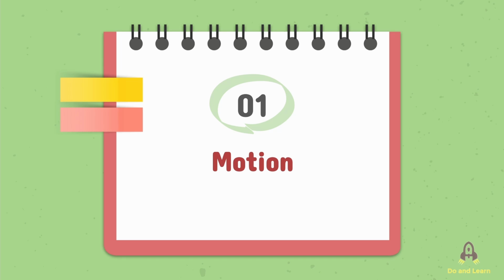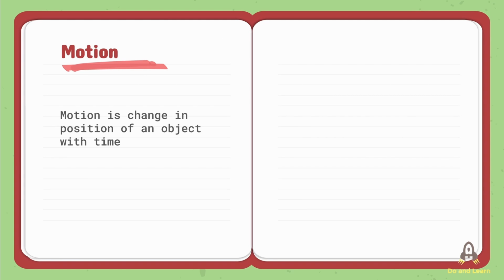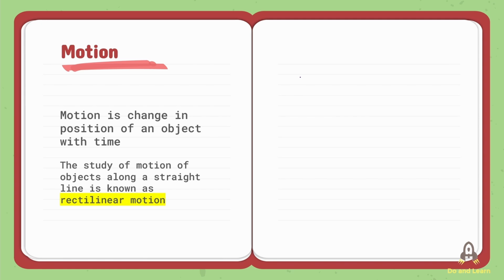So let us start with the first one. What is motion? Motion is change in position of an object with time. So this lesson explains what is called rectilinear motion. Rectilinear motion means the study of motion of an object along a straight line. If the object is moving along a straight line, then we call this one-dimensional motion. It is also called rectilinear motion, one dimension.